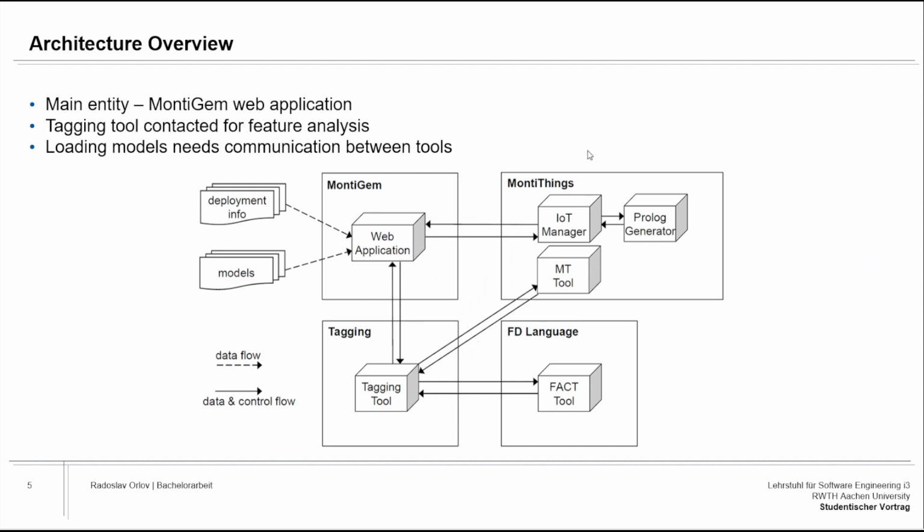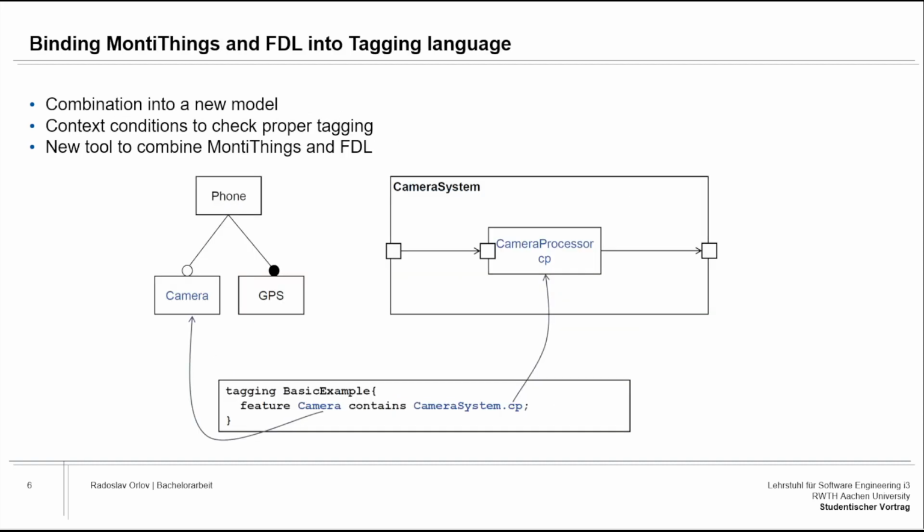We have the previously mentioned existing tools together with the newly developed tagging tool. This is the main entity that provides the connection and interaction between both MontiThings and the feature diagram language. The tagging tool utilizes the tagging language, which is where the binding of the project happens. This figure visualizes how that binding exactly occurs.